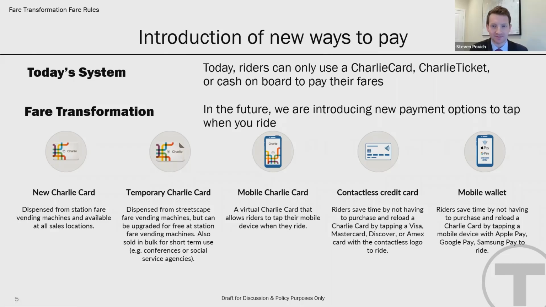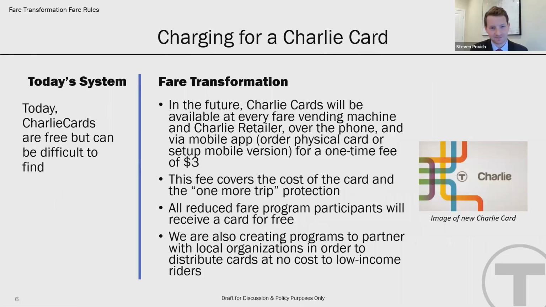We can go to the next slide, please. The first change relates to charging for Charlie cards. In today's system, Charlie cards are free, but can be pretty difficult to find. In the future, Charlie cards will be available at fare vending machines and Charlie retailers, over the phone, and in a mobile app where you can order a physical card or set up a mobile card. Through all these channels, a Charlie card will cost a one-time fee of $3.